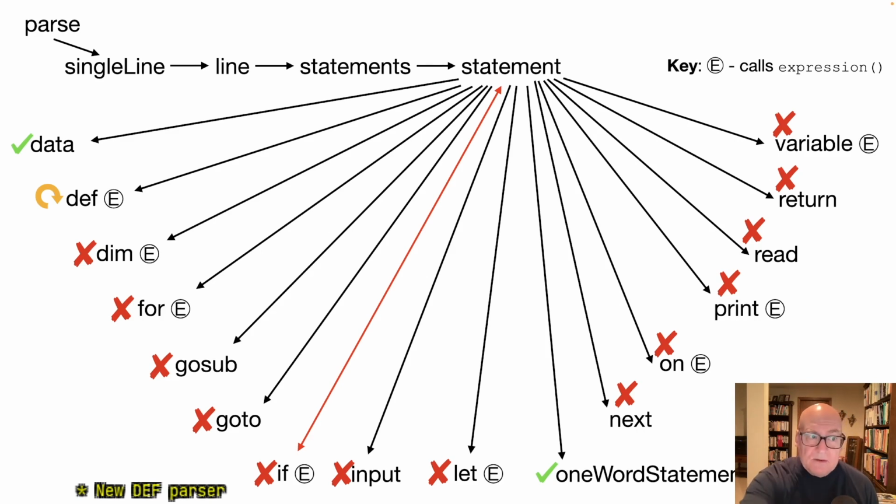The E on there means it calls expression. I don't think that's quite so relevant now that we've finished expression in the new style. But we'll use this as a tracking chart to say what we've done. We'll start with def and get as far as we get.